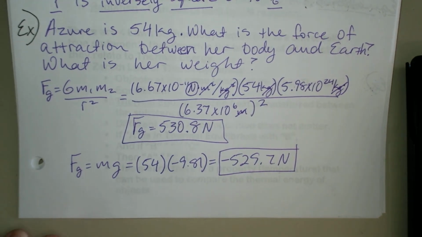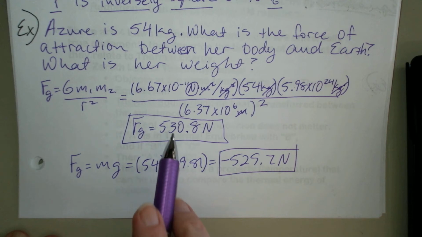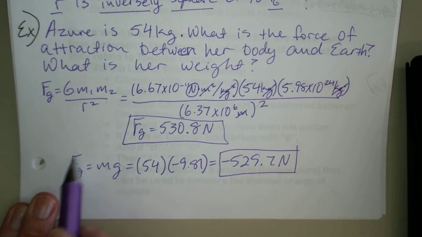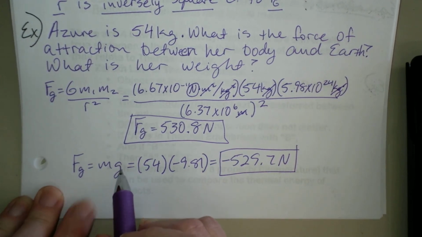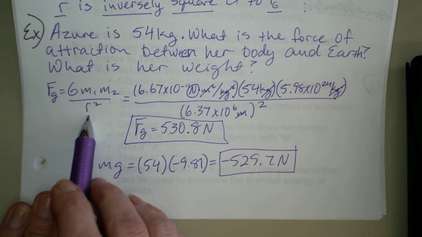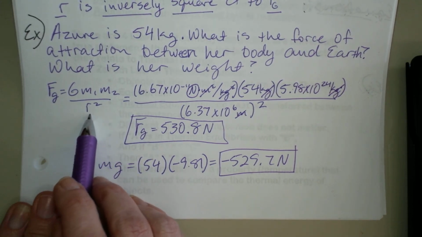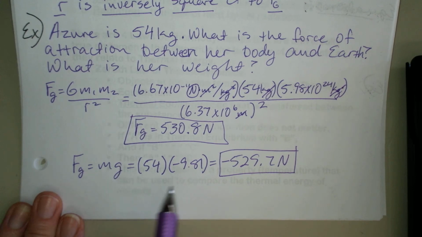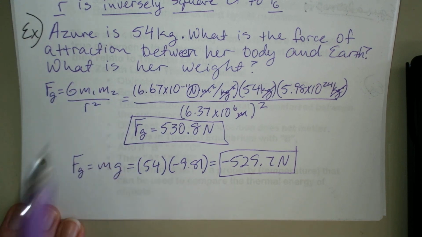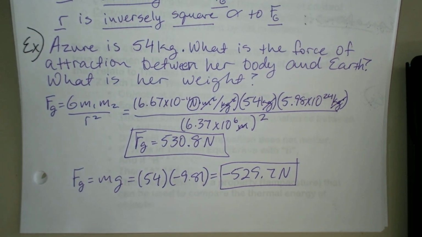What do you notice? They're about the same. In the weight formula, g equals big G times the mass of Earth divided by the radius of Earth squared. That's how we got that number. It is a rounded number when we put it in as 9.81. It's not exactly what the number is, but it's pretty close. So this came from the universal law of gravitation, and it's calculating weight.